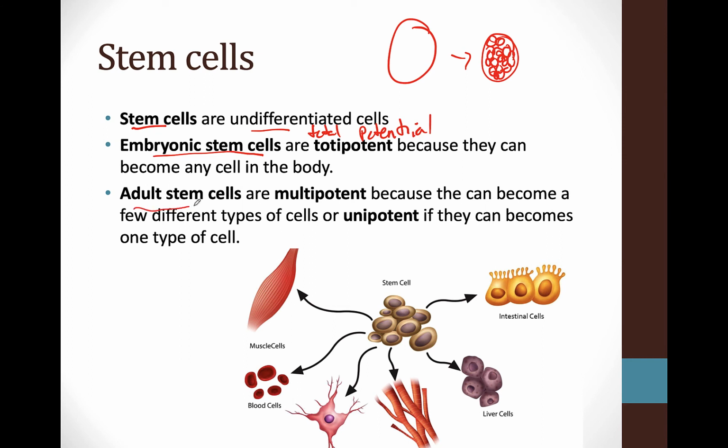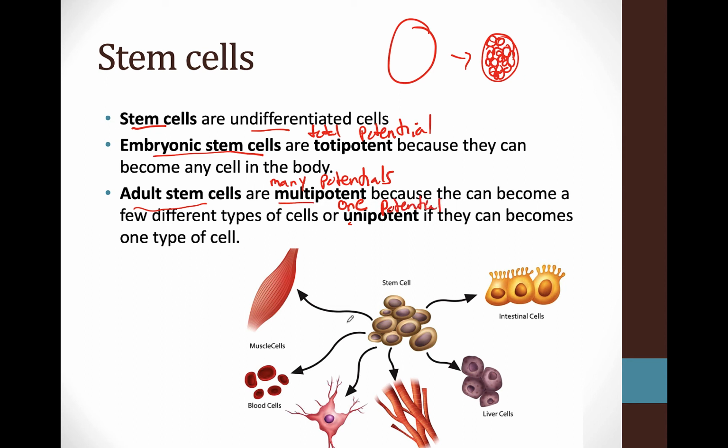As an adult, you do have some types of stem cells, but they're not totipotent. They're multipotent, meaning they have many potentials, or unipotent, meaning they only transform into one potential type of cell.